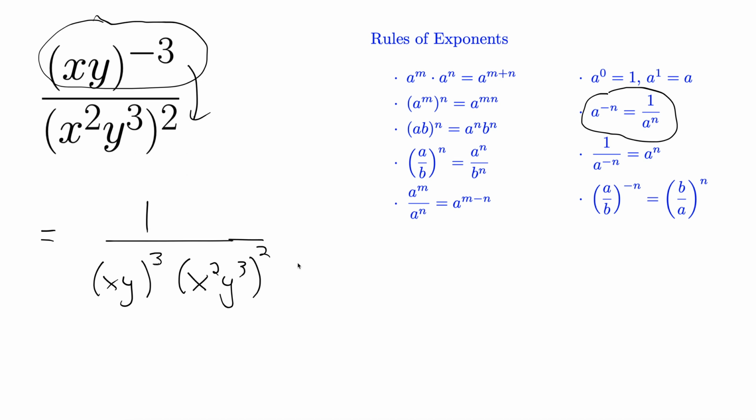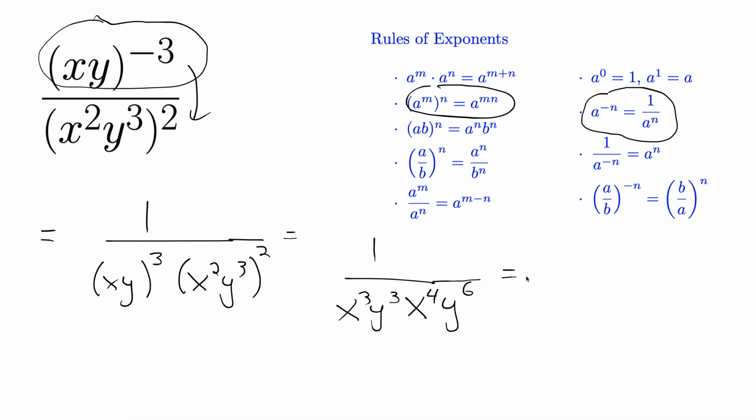Okay, now let's bring these exponents through to all the terms. So this 3 is going to go to the x and the y, and so on. So let's do that. So we have 1 over x cubed y cubed, and then bringing this 2 through, we have x squared raised to the power of 2, which means we multiply. I'm looking at this property right here now. So we have x to the 2 to the 2. That's x to the 2 times 2, which is 4. So x to the 4th. Y to the 3 times 2, which is y to the 6th.